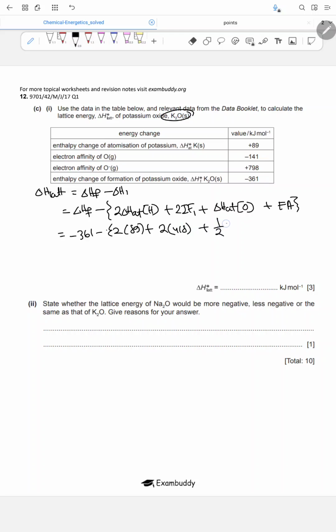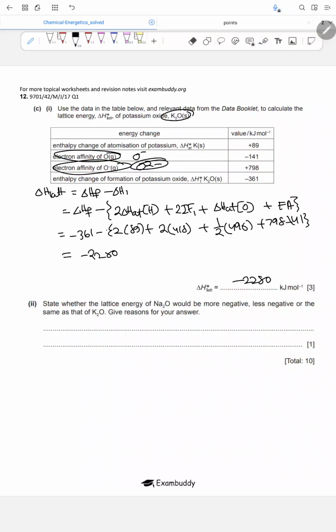Atomization of oxygen is half the bond energy. And electron affinity. We have first electron affinity, right, the two electron affinities. Electron affinity of 1 makes an O⁻. Electron affinity of O⁻ makes O²⁻. So 798 minus 141. Why 141? Because we are needing this one. It gives a value of 2280.